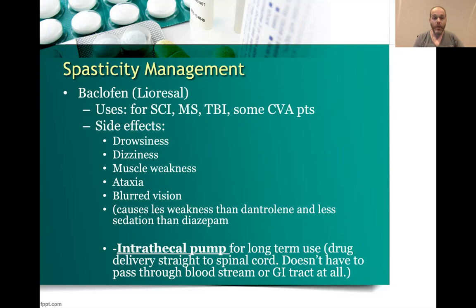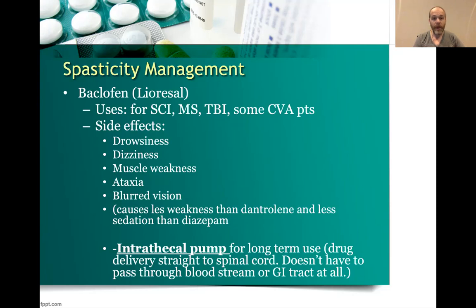So if you take it orally, which they'll always start you off on orally, it can cause drowsiness and dizziness. It can cause you to feel weak instead of hypertonic. Then you'll have muscle weakness, maybe some ataxia and some blurred vision too.